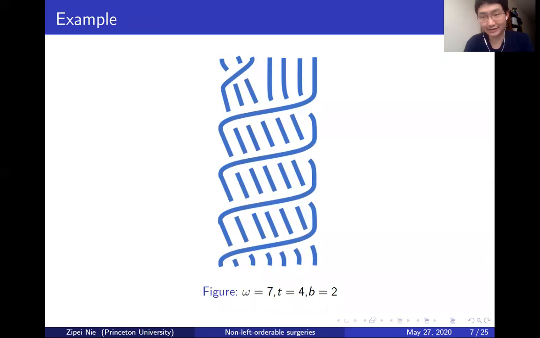Let's take a look at an example of a one-bridge braid where omega equals 7, which means there are 7 strands in this braid, and t equals 4, there are 4 partial twists here, and b equals 2, that means this bridge covers 2 strands here. That's very intuitive.